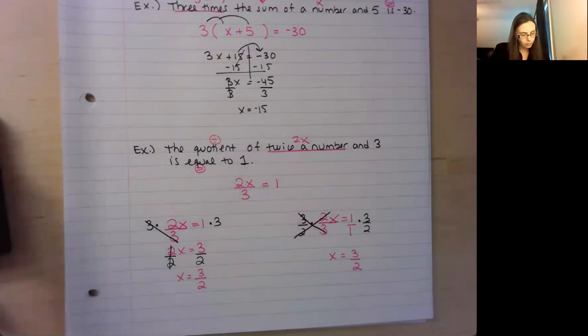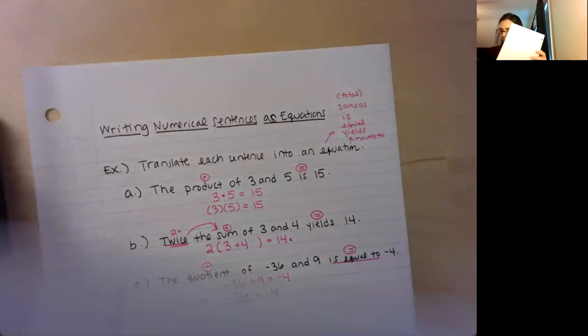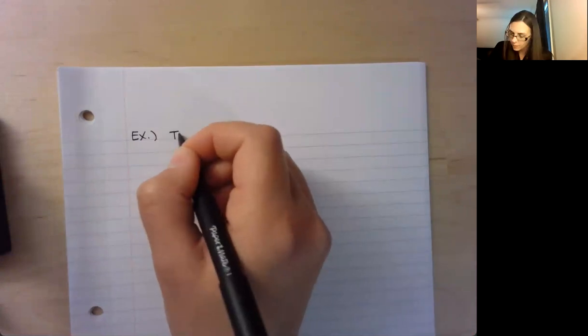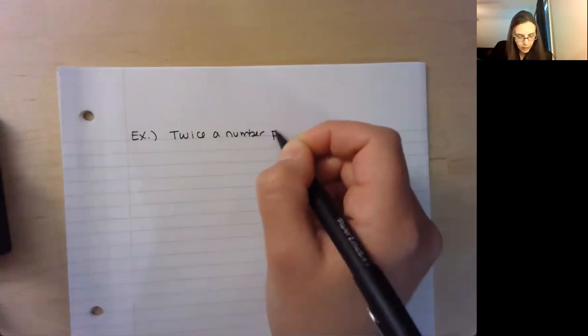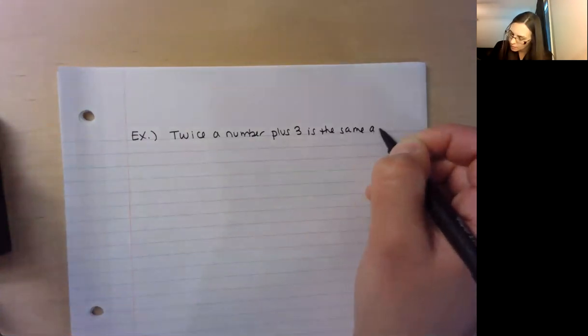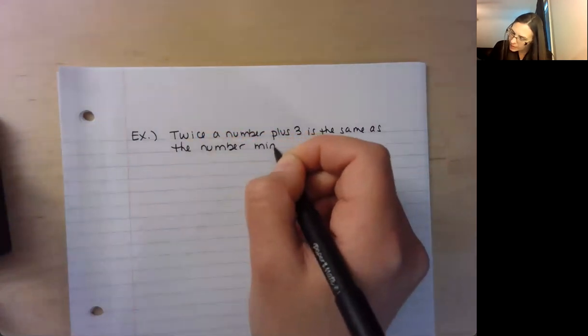Alrighty, let's do maybe one more example. Okay, so we're going to, again, translate and then solve. So twice a number plus 3 is the same as the number minus 6.